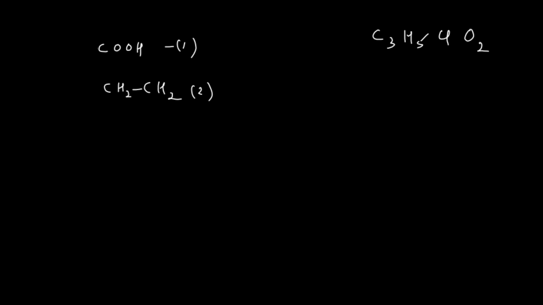You have confirmed the presence of COOH, and you have confirmed the CH2. This is fragment number 1, this is fragment number 2. If you connect these two fragments, you have CH2CH2COOH. The COOH will give you a singlet at 11.7 ppm. This CH2 will produce a triplet, and this will also produce a triplet.